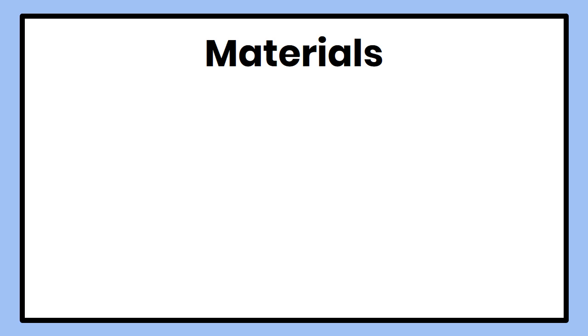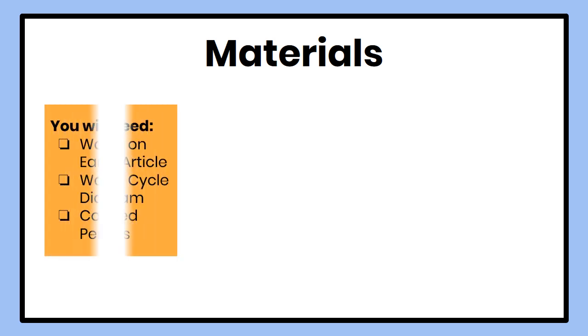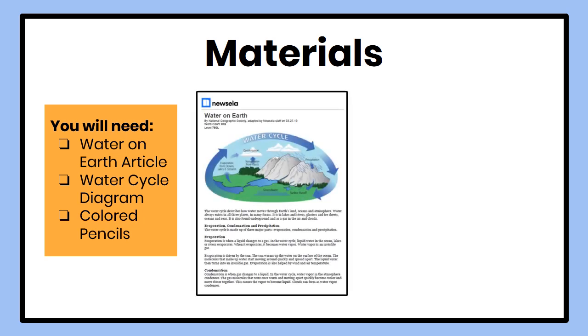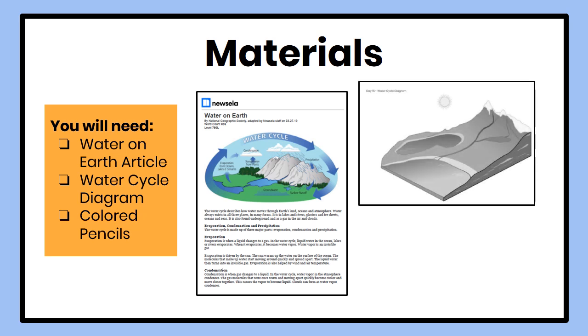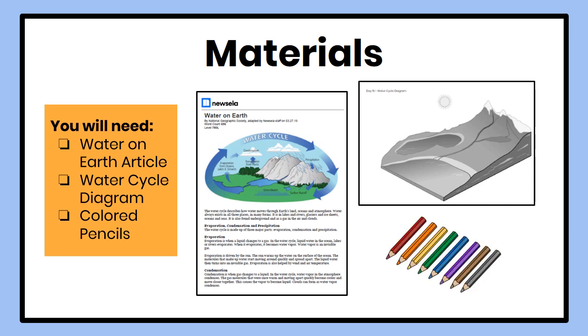For this lesson, you need several materials. First, you need the Water on Earth article. Second, you will need a water cycle diagram. This can be printed using the link in your learning calendar. You will also need to get colored pencils, crayons, or markers.